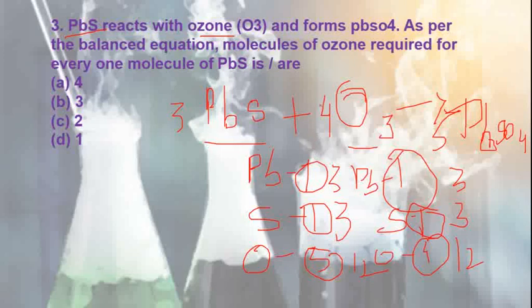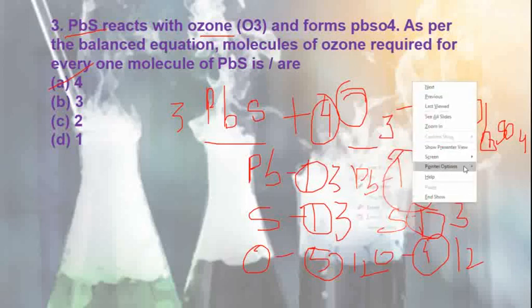So the coefficient of O3 is 4. So we can say that 4 molecules of ozone are required for every one molecule of PbS. So the answer is A. So let us move to the next question.